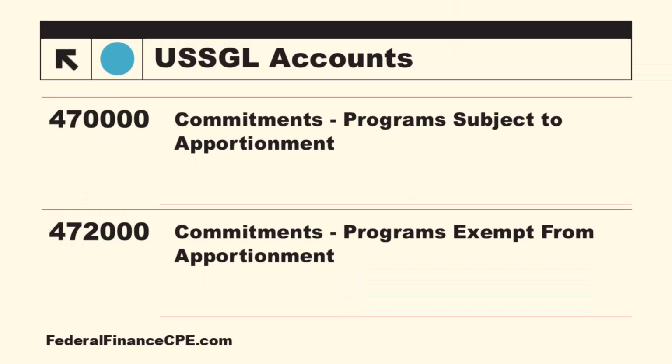First, we have account 470000, commitments, programs subject to apportionment. This is where you'll find most of the commitments. You'll use this account if your program needs to go through the apportionment process. Next, we have 472000, commitments, programs exempt from apportionment. Some agencies and programs have special authority to bypass the regular apportionment process.